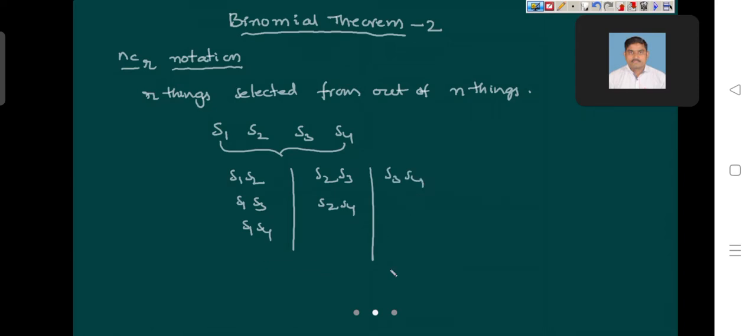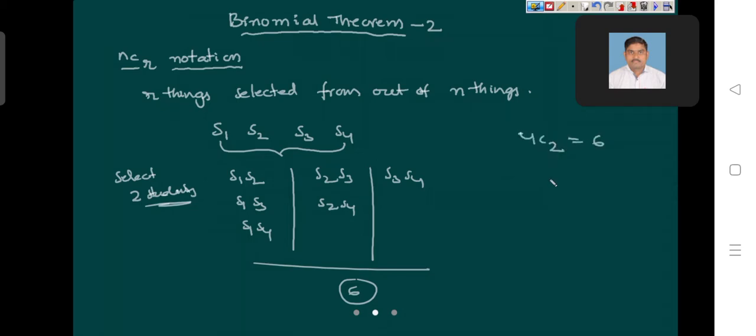So in total how many ways can I select? 6 ways. Out of 4 students I want to select 2 students, and in these many ways I can select. So this 6 you can write as 4C2 is equal to 6. Symbolically it is denoted by 4C2.